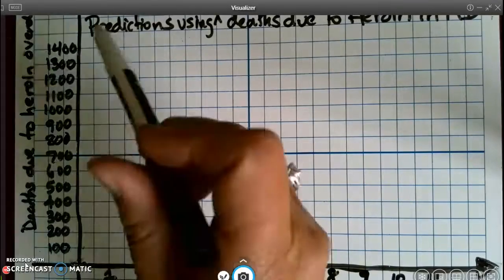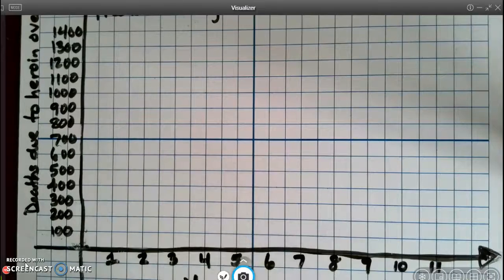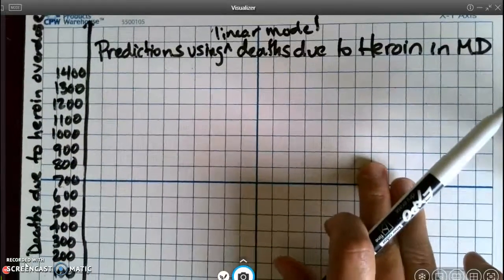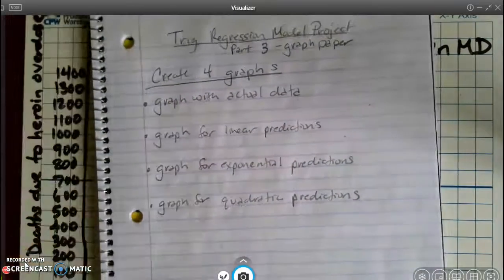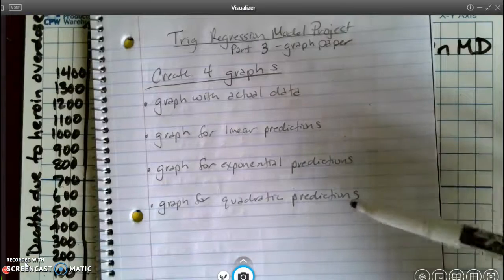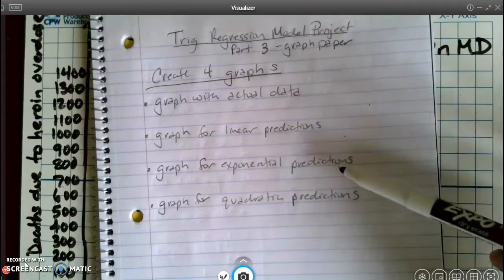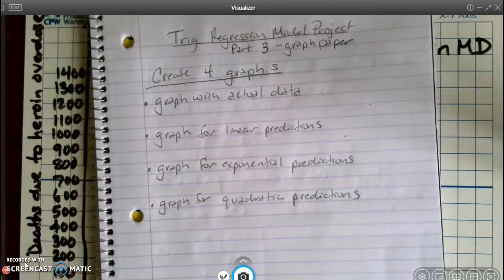And each time I have to draw a new graph, and I have to label it, make sure it's all labeled very clearly. So 4 separate, clearly labeled graphs with the x-axis and the y-axis appropriate for whatever numbers you have. That is part 3 of your project. So let's just review again. You're going to need 4 separate graphs. One for the actual data, one with the linear predictions, one with the exponential predictions, one with the quadratic predictions. And please make sure all graphs are clearly labeled.